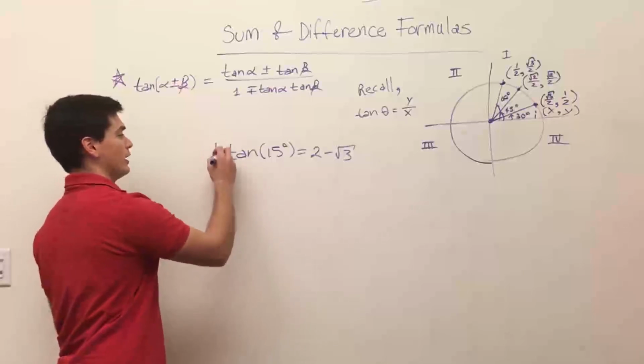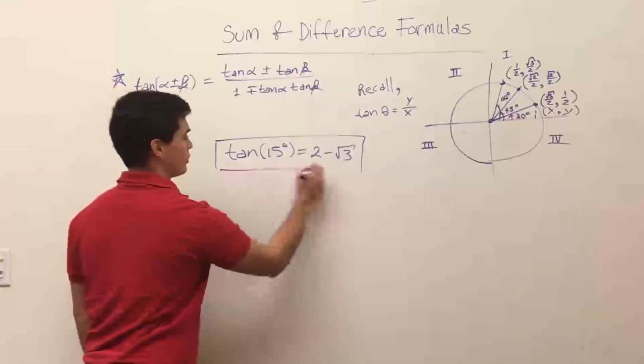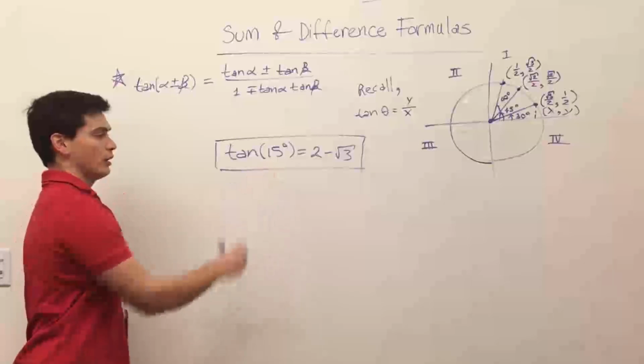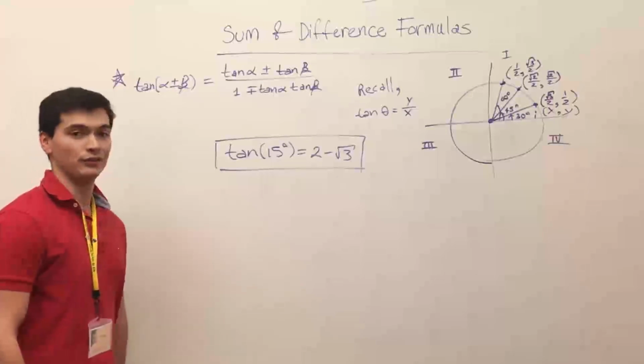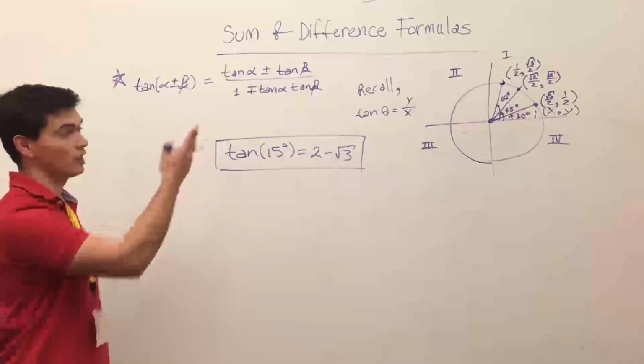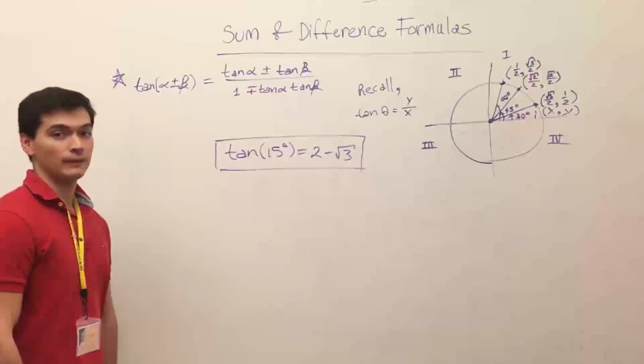The last thing to do is to box this answer, because this answer is the answer to this problem. We have now found the exact form of the tangent of 15 degrees using the sum and difference formulas.